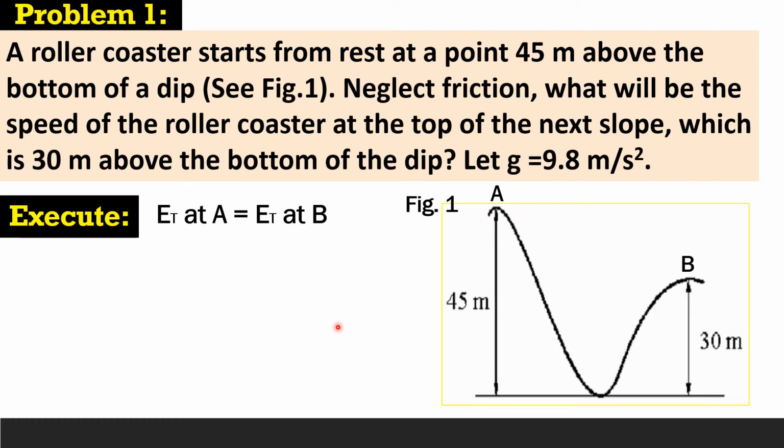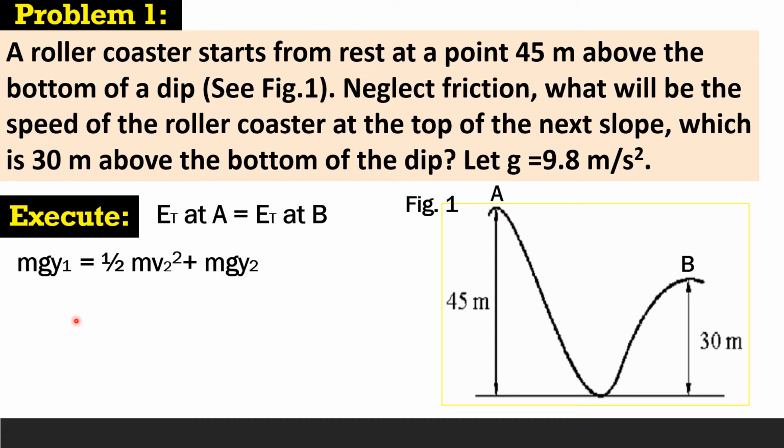Alright, so this is how we're going to proceed with our solution. We said that the total mechanical energy of the roller coaster at point A must be equal to the total mechanical energy of the roller coaster when it is at point B. That is the meaning of this conservation law equation. And we can express the potential energy of the roller coaster when it was at point A as the product of its mass times acceleration due to gravity and the distance y sub 1.